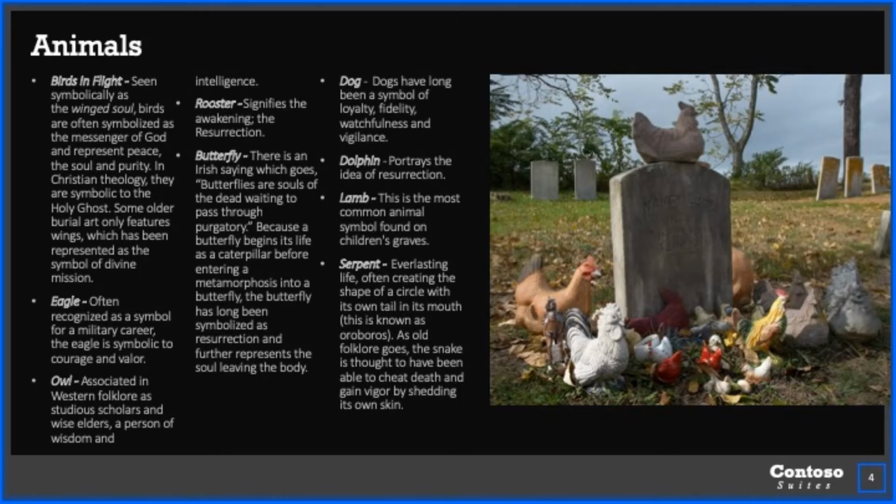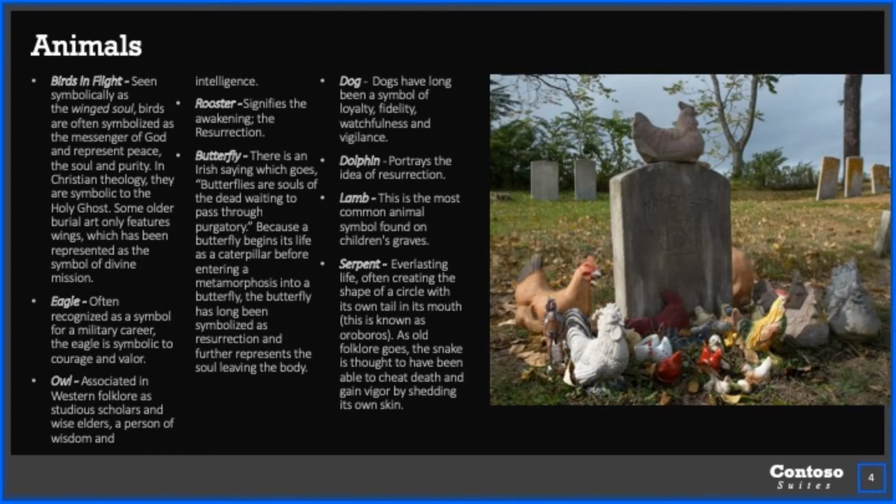Okay, so going on about symbols that you find on a headstone, animals are pretty popular. I would say the dove is the most popular, birds in flight. So these all mean different things. And you can discern what they mean for yourself. For example, dogs. Dogs are always known as man's best friend, so it's a sign of loyalty.